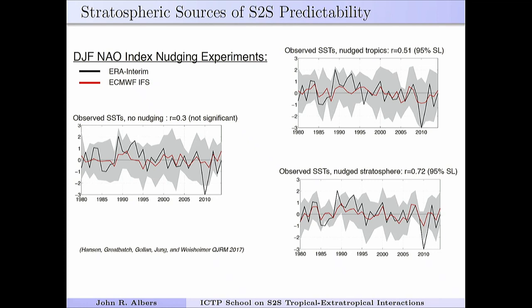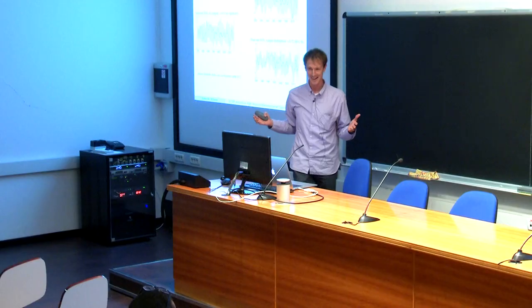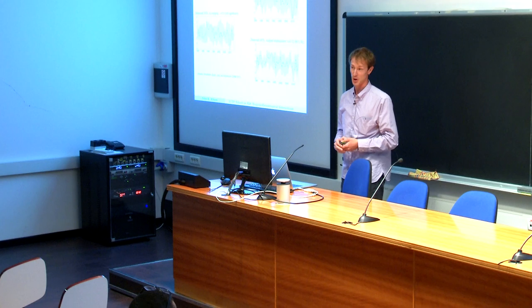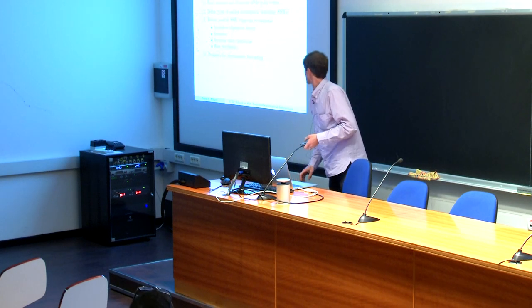One is where they've taken observed SSTs and nudged the tropics, essentially 15 south to 15 north, and you take winds, temperature, all those sorts of things, and you say, okay, we got that perfect. What's going to be the extratropical response? And the other is a nudged stratosphere. They pick some layer above which the model is getting perfect stratospheric variability. What you'll see here is the correlation for the NAO when you get a perfect tropics. The correlation is significant, and it's 0.51. However, if you get a perfect stratosphere, you get a correlation of 0.72. So the point is that despite being a sponge layer, you can harness a lot of predictability out of knowing things about the stratosphere.